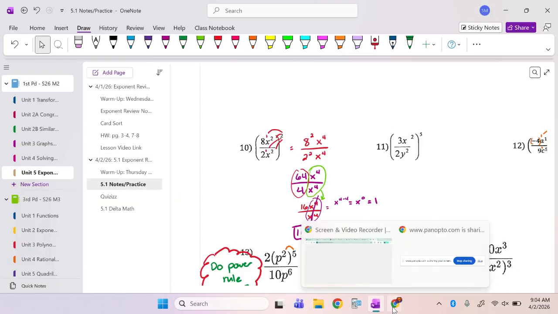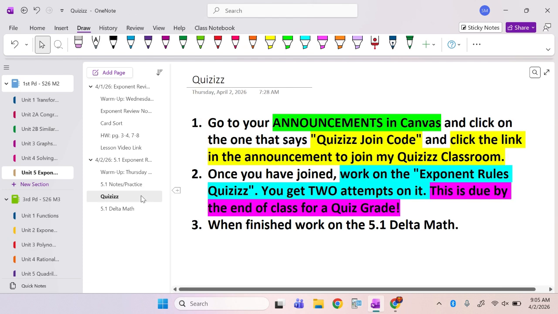So here's what you need to do. I want everyone looking at me right now. Stop moving and look at me, or look at the board. Here are the directions to get into my quizzes classroom. It's already assigned to you in quizzes. Go to my announcements in Canvas. Click on the announcement that says quizzes join code. When you open the announcement, there's a link. Click it and it will automatically put you in my class after you log in to quizzes.